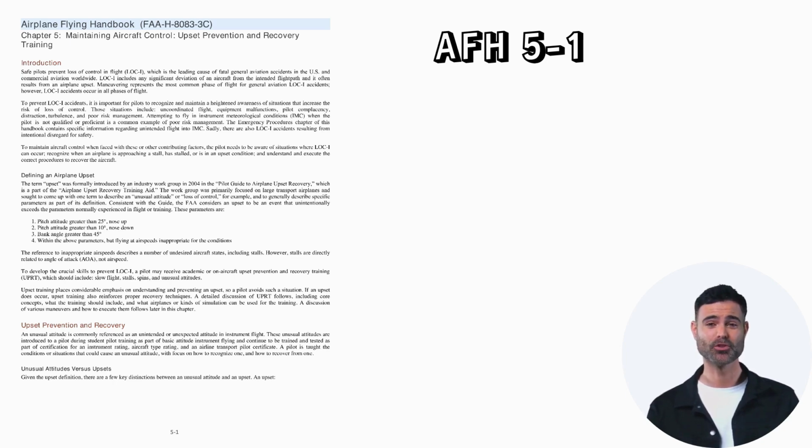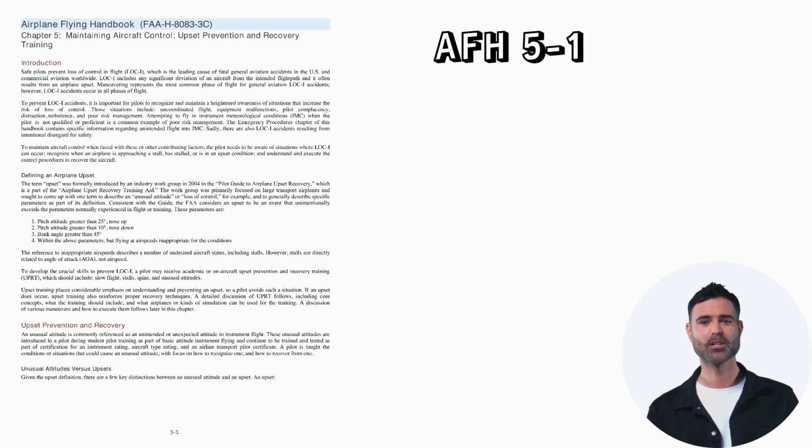To develop the crucial skills to prevent LOC-I, a pilot may receive academic or on-aircraft upset prevention and recovery training (UPRT), which should include slow flight, stalls, spins, and unusual attitudes. Upset training places considerable emphasis on understanding and preventing an upset, so a pilot avoids such a situation. If an upset does occur, upset training also reinforces proper recovery techniques.